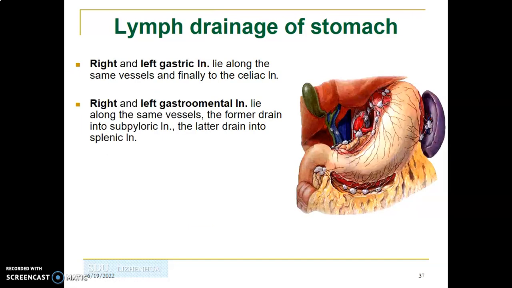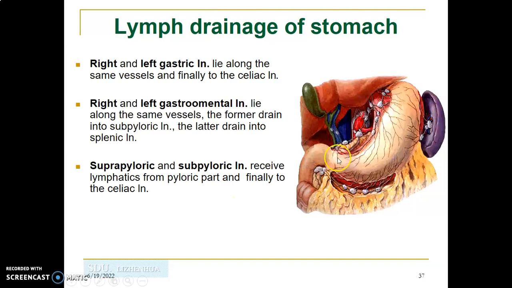So, what's the lymphatic drainage of the stomach? Again, this will correspond. You have the left gastric and right gastric nodes that finally drain into celiac nodes. So these are on the lesser curvature. Then, on the greater curvature, you have the left and right gastroepiploic lymph nodes. The left gastroepiploic will drain to the splenic lymph nodes, and the right gastroepiploic will drain into the subpyloric nodes.